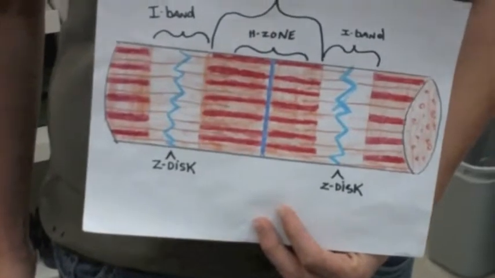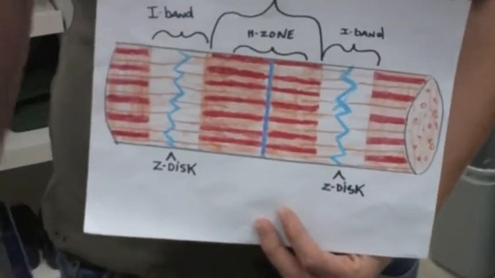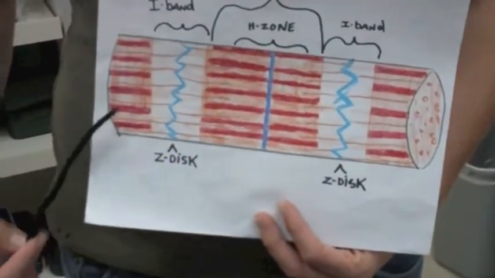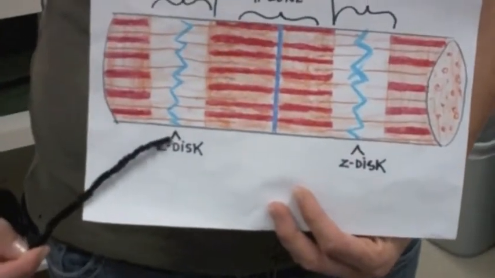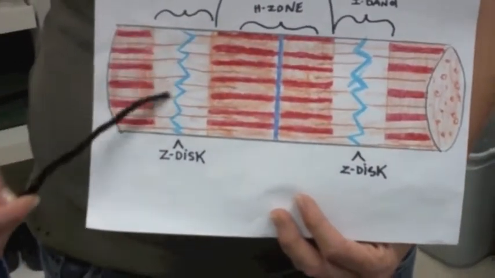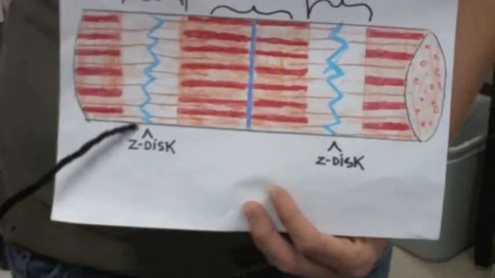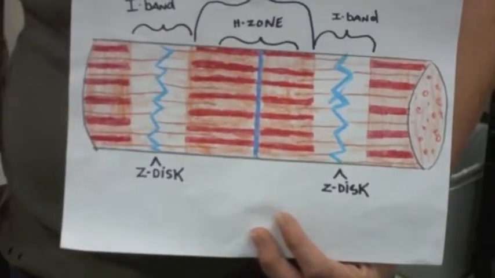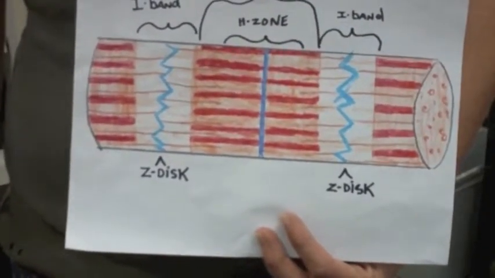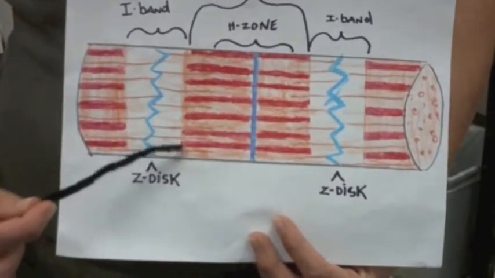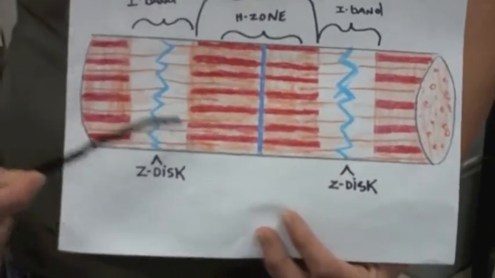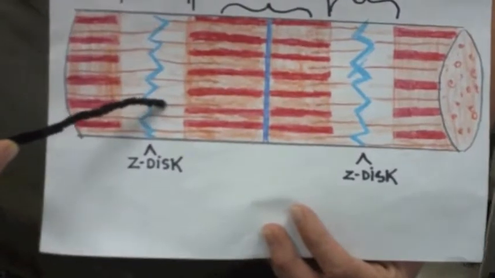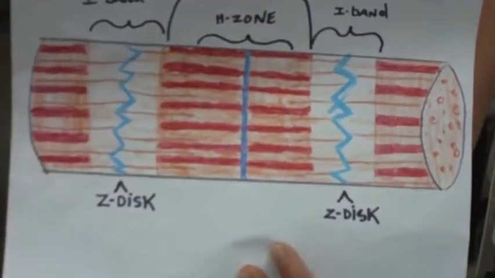The basic functional unit of a myofibril is the sarcomere. The Z-disc is a narrow, dense area of protein material that separates one sarcomere from the next. A sarcomere consists of both thick, in the red, and thin, in the brown, filaments.